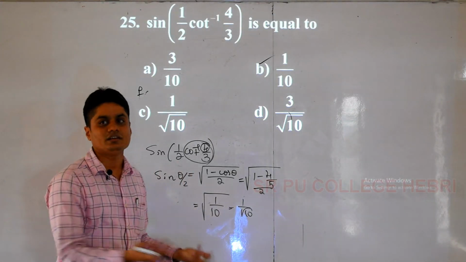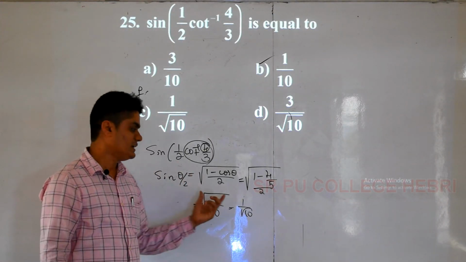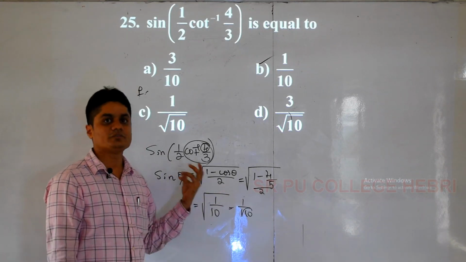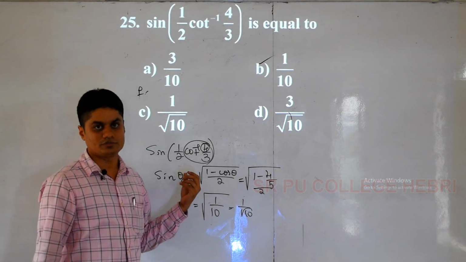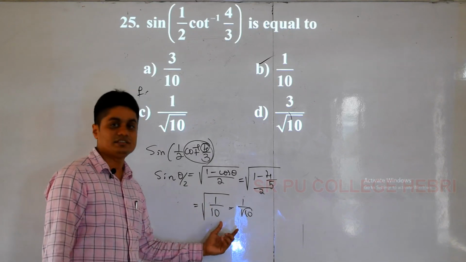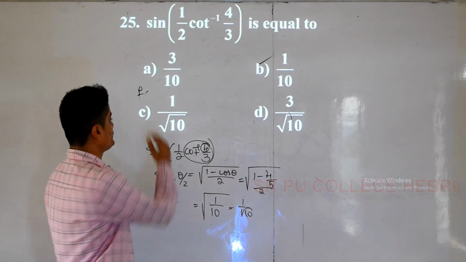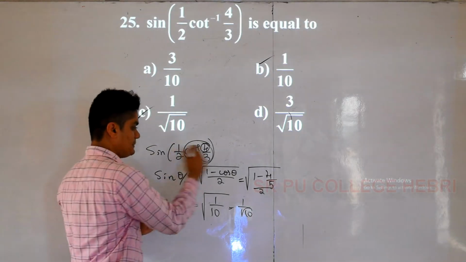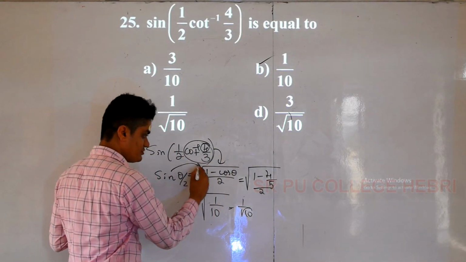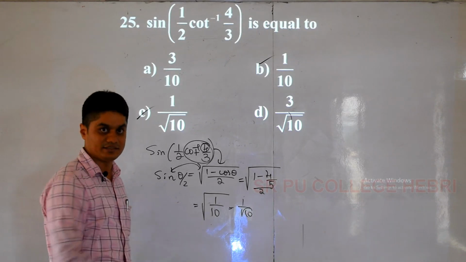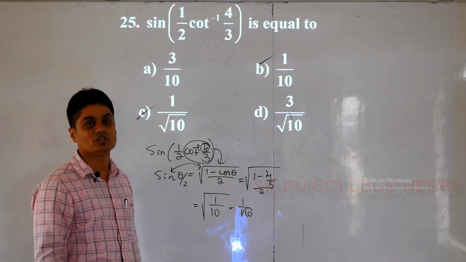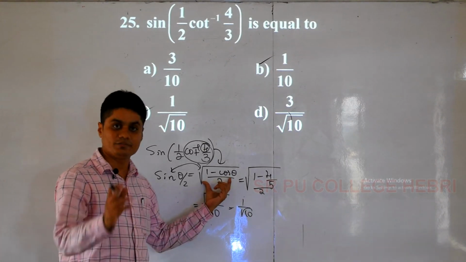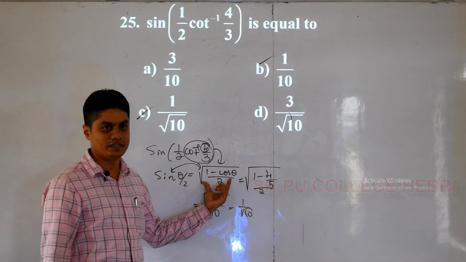If you write out everything, it is not a shortcut method. That's it. So try to reduce your writing. Automatically you will get a shortcut method for all the problems. Got it? What I am telling? So the answer is 1 by root 10. Which option is right? Option C is right. I hope you understood. So remember this formula. If you did not understand, just search in some formula book. Sin theta by 2 is root of (1 minus cos theta) by 2. Or use trigonometry formulas. You will get it. Understood? Very good.